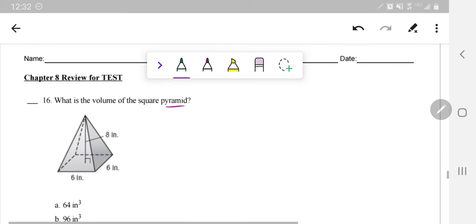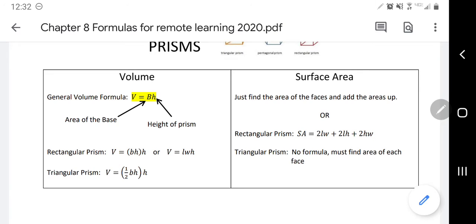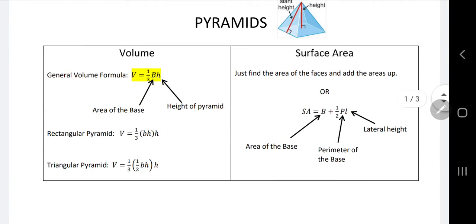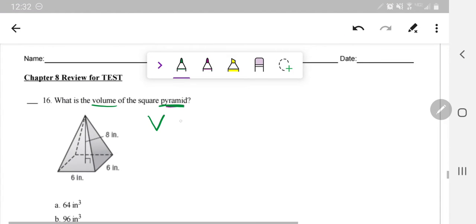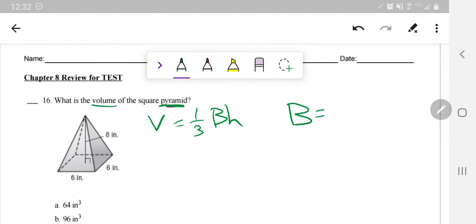Now, number 16, we're dealing with volume again, but in this case it's a pyramid. So let's go over, not prisms, we got to look at pyramids. We're looking at the left side because it's volume, so it's volume equals 1/3 BH. Volume equals 1/3 big BH, and capital B is the area of the base. So we have this base, it's a rectangle, so I'm going to do BH. I got to do 6 times 6, and that gives me 36.